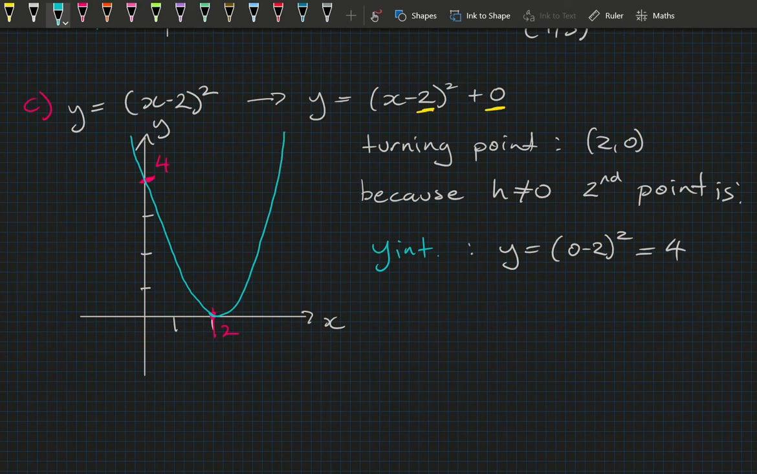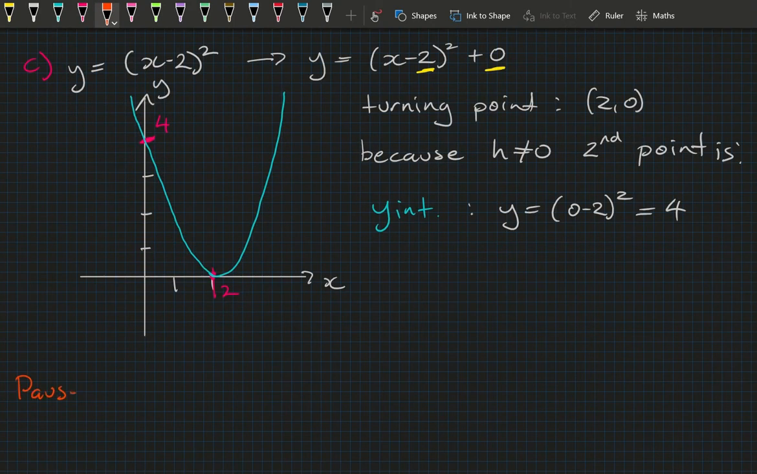All right, so let's get on and pause that video now so you can do questions 1 and 2 if you have the new book, or questions 4 and 5 if you have the old book. So I hope you're not getting confused with me adding zeros and things like that. That's just to paint the picture of where the turning point is.